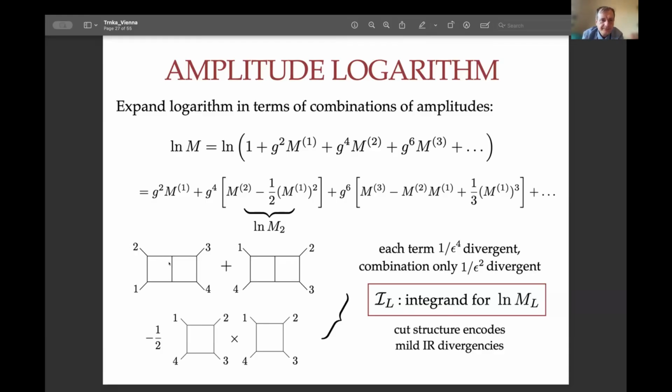We can just take this combination of two loop objects, which for 4-point amplitudes in N equals 4 are just two double box integrals if we write it in this representation, and one loop is given by a single box integral. So we can take this combination, and this is our integrand for the logarithm.